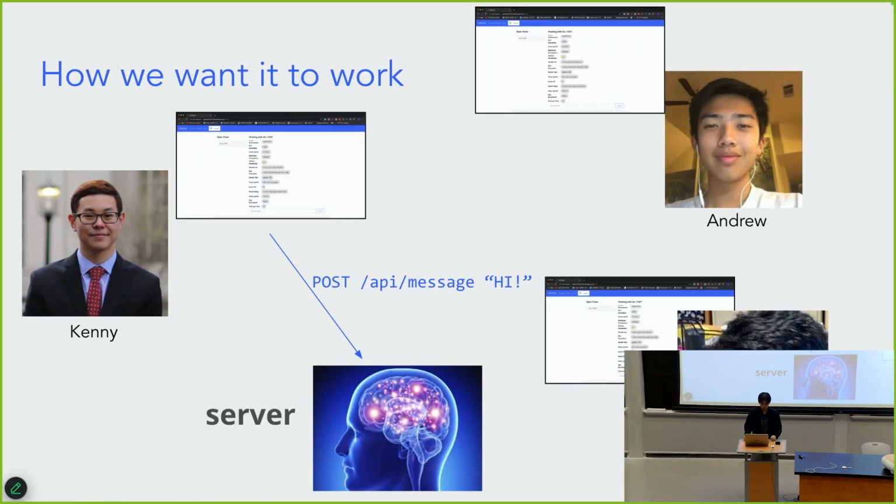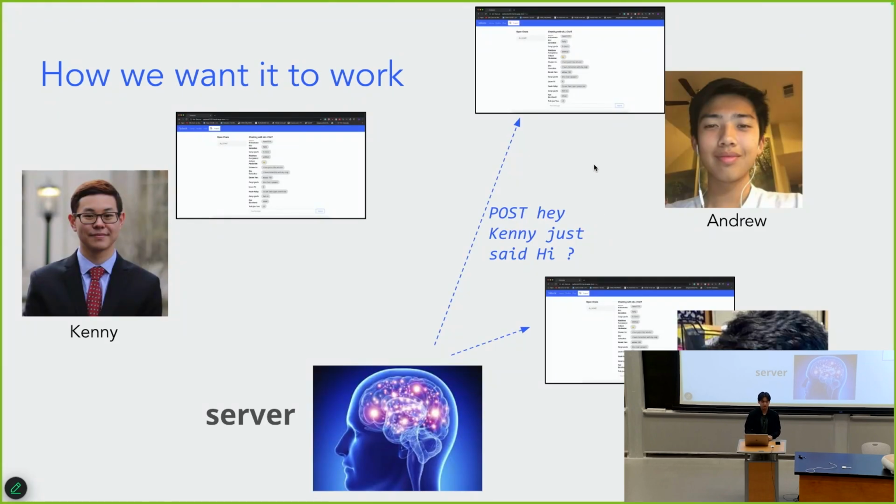So the way we really want Chatbook to work is if someone like Kenny sends a message using the post request /API/message, we want the server to be able to tell all the users or all the clients that are listening in on this chat that Kenny just sent hi.